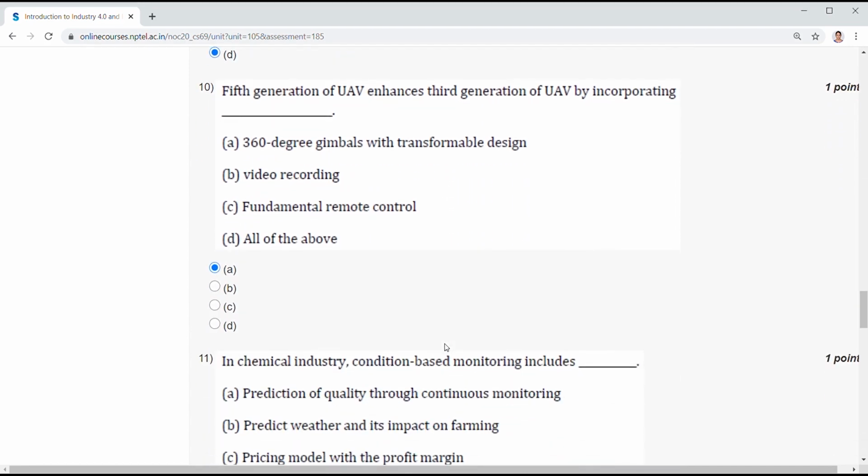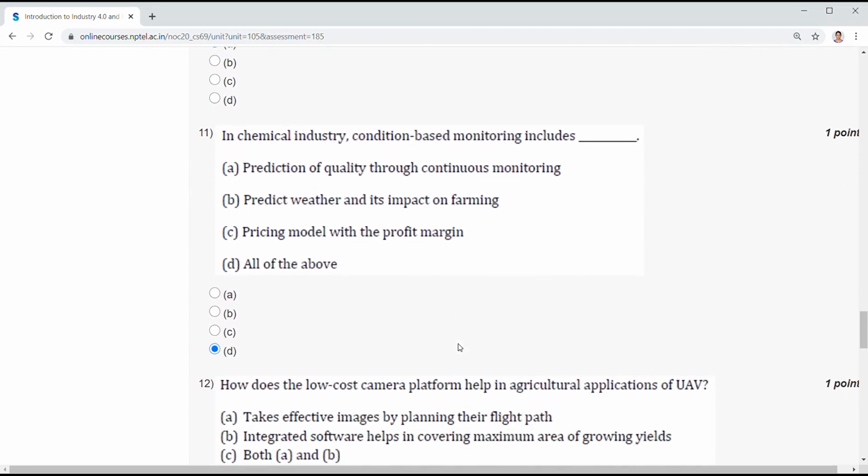Coming to the 10th question. Fifth generation of UAV enhances third generation of UAV by incorporating A, 360 degree gimbals with transformable design. B, video recording. C, fundamental remote control. D, all of the above. And the right answer is A, 360 degree gimbals with transformable design. 11th question. In chemical industry, condition-based monitoring includes A, prediction of quality through continuous monitoring, B, predict weather and its impact on farming, C, pricing model with the profit margin, D, all of the above. And the right answer is D, all of the above.